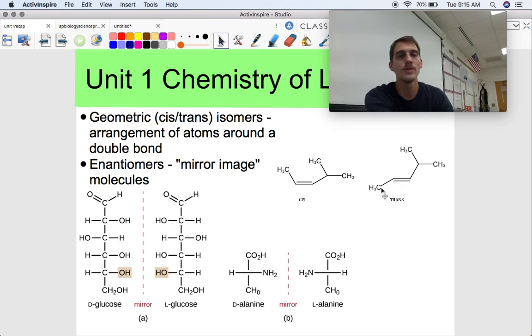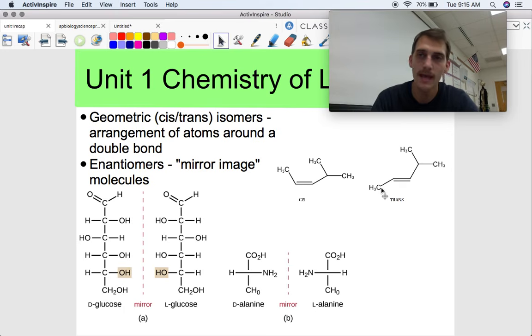And then the last one is super interesting. They're called enantiomers, and that's what we call mirror image molecules. They're very similar to structural isomers, but these are special because they are mirror images of one another. Okay, here's D-glucose and L-glucose.